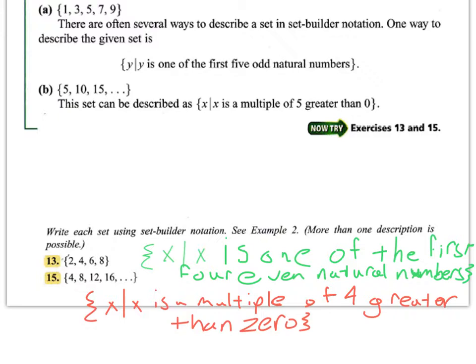For the 4, 8, 12, 16, again, because it continues on, and 4, 8, 12, and 16 are all multiples of 4, then saying that it's the set of all elements x such that x is a multiple of 4 that's greater than 0, that covers everything you need for that set.